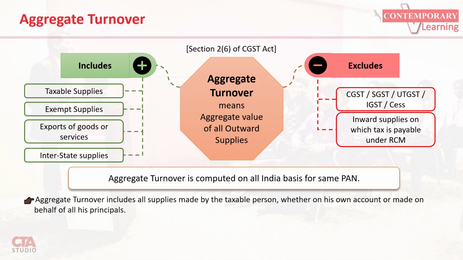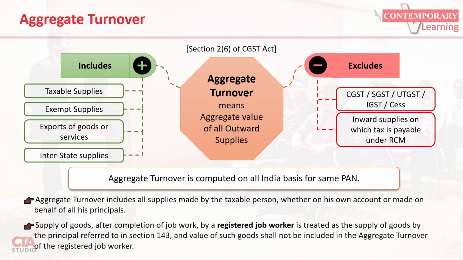There are also specific provisions for job workers. The aggregate turnover includes all supplies made by the taxable person, whether on his own account or made on behalf of all his principals. However, when a registered job worker supplies goods after completion of job work, it's treated as supply by the principal, and the value is not included in the job worker's aggregate turnover.